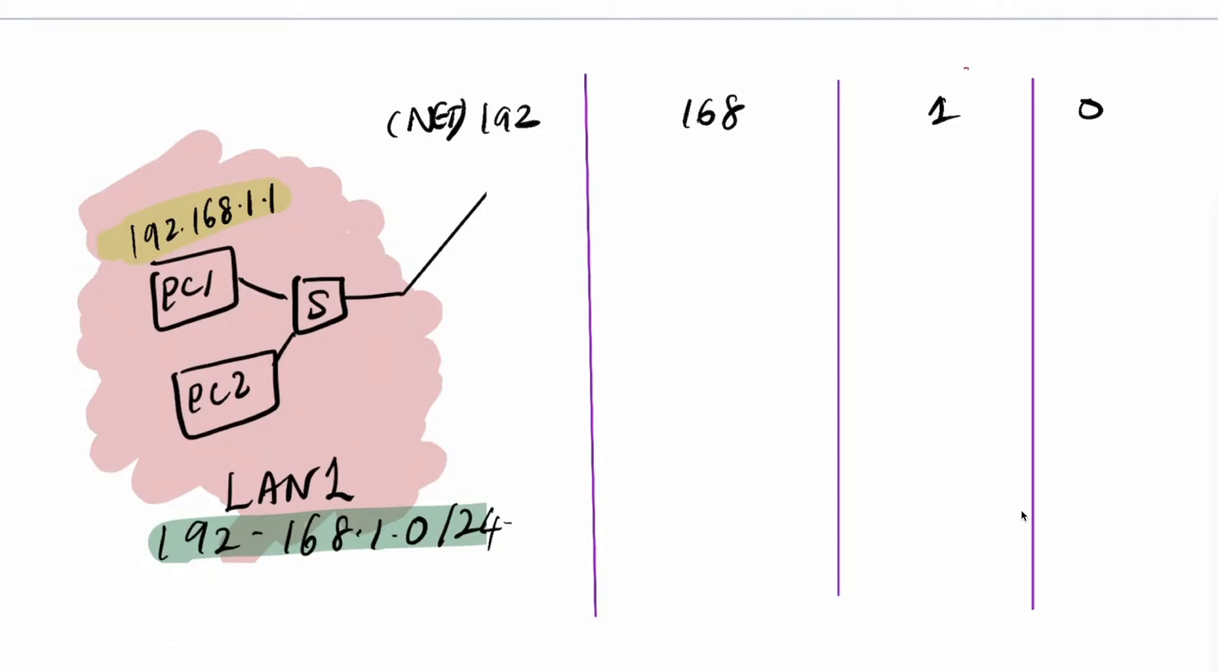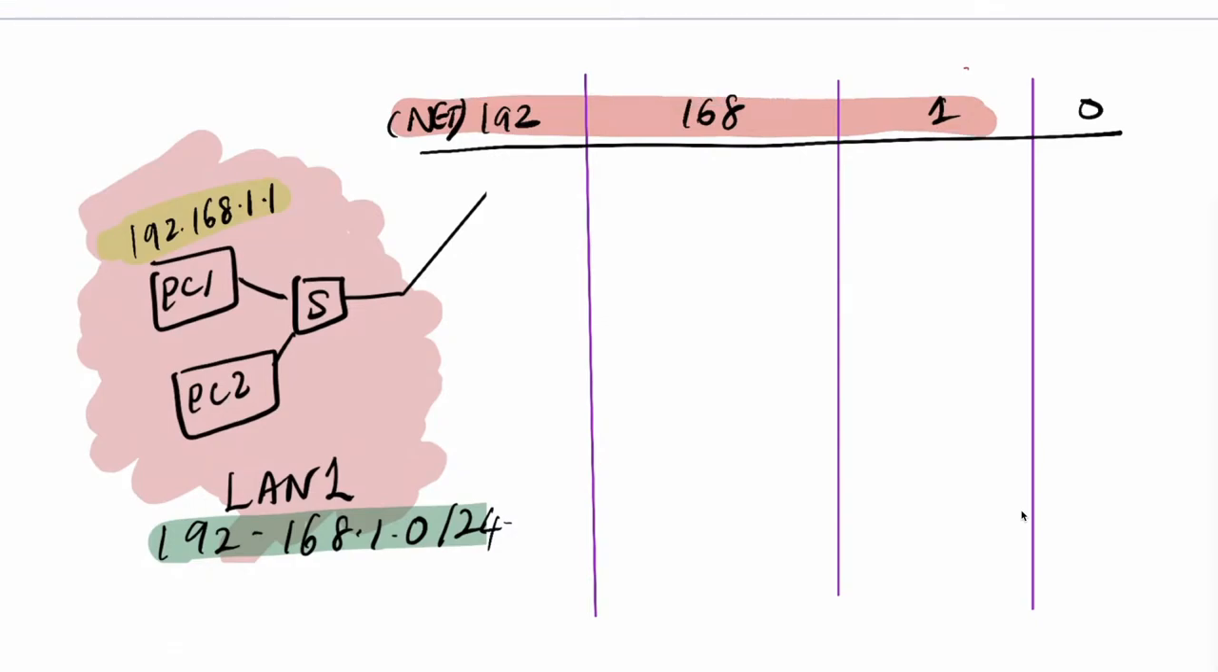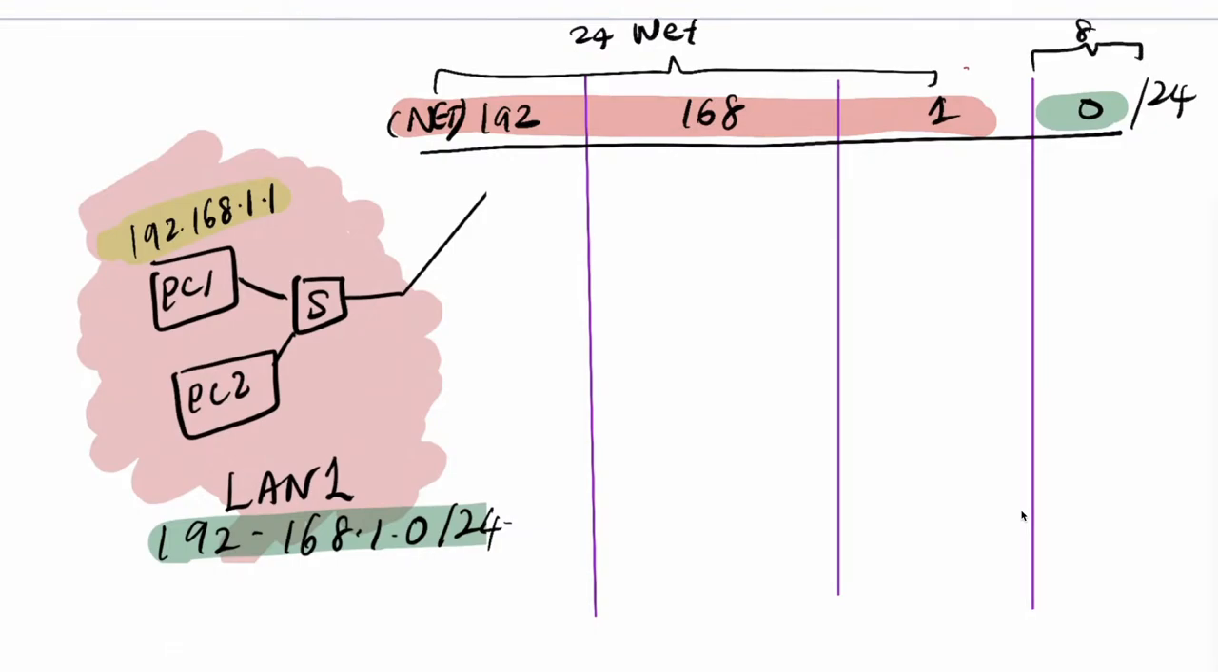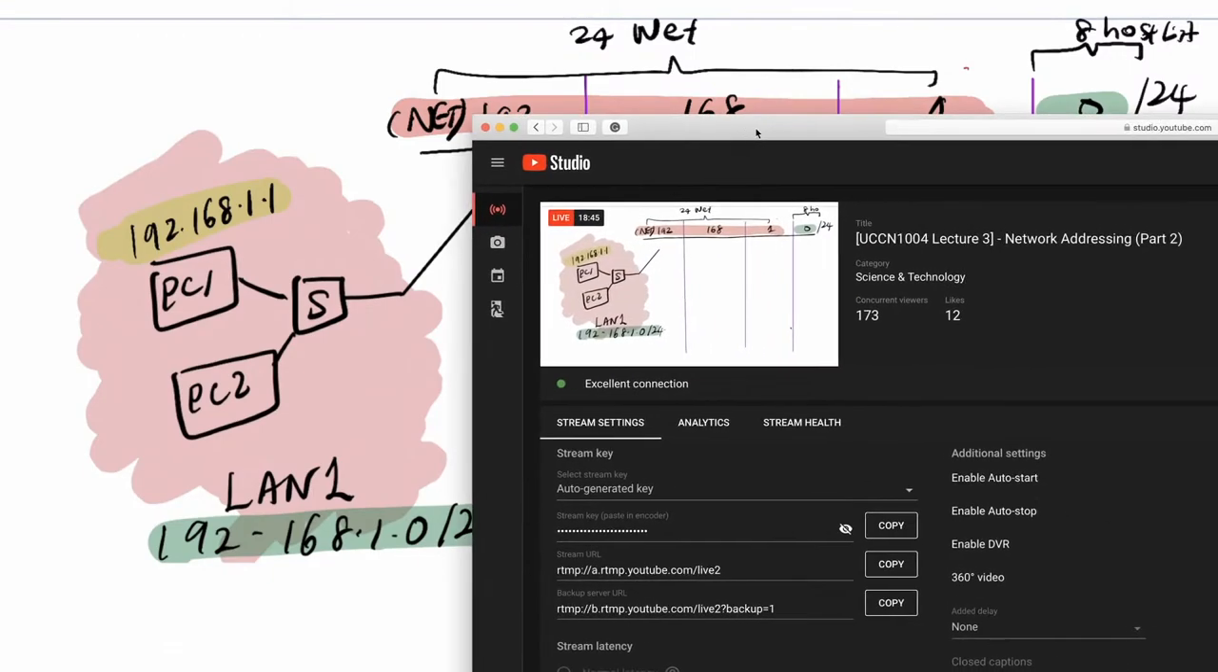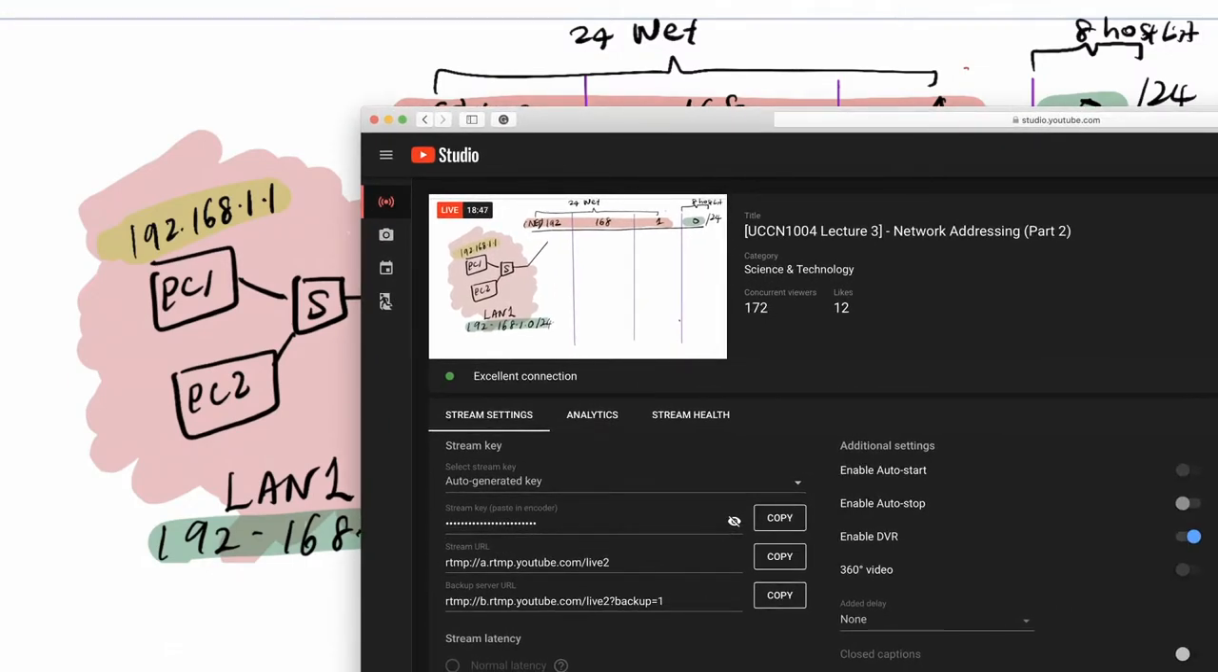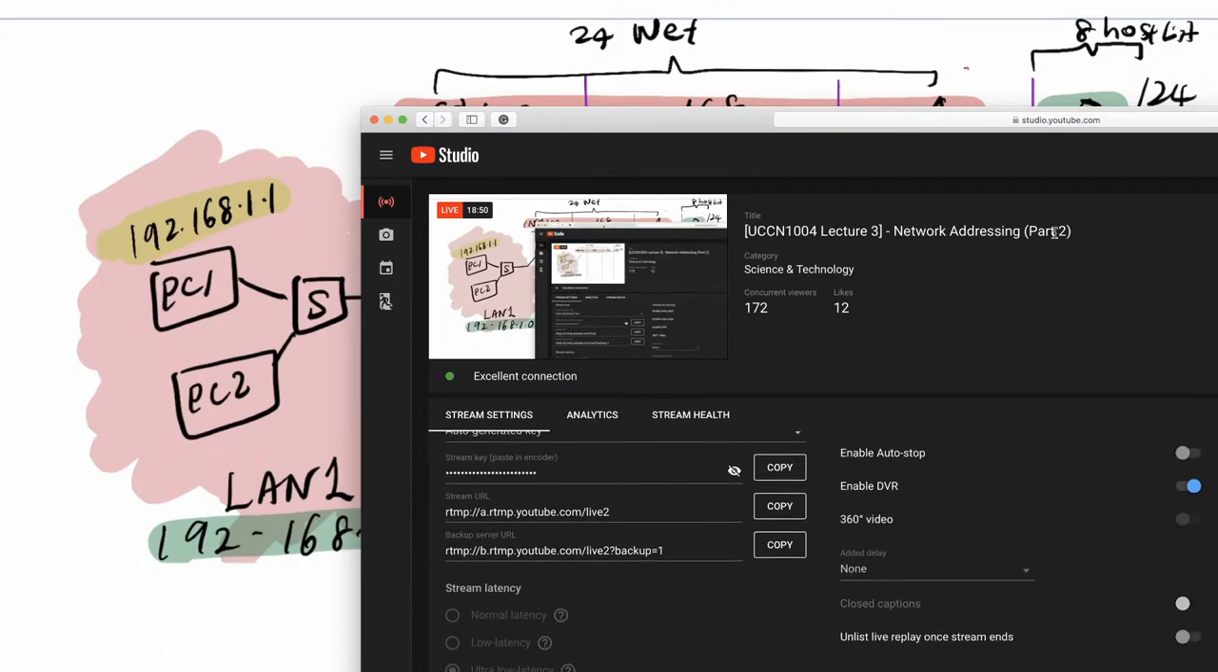The last address is given by, so you have to understand the concept first. Before we go there, we just recap the concept. The first 24 bits is the network bit. The last 8 bits, this is the host bit. So this is a slash 24. So here again, you have 24 network bits here, and then you have 8 host bits here. Let's see if you can follow. I hope everyone is fine now.